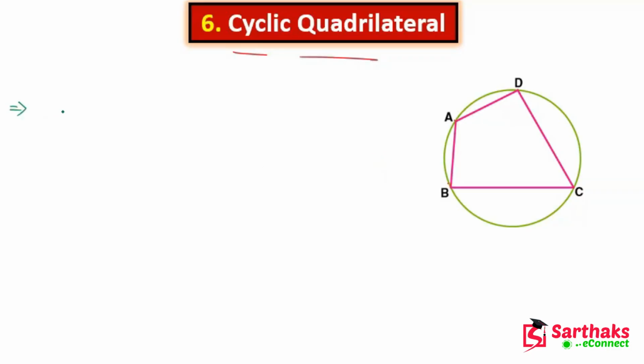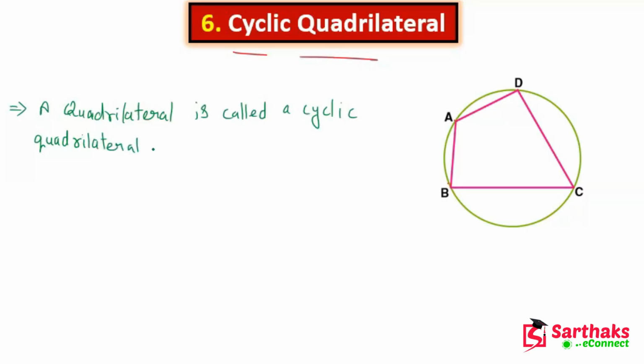So we can write: a quadrilateral is called a cyclic quadrilateral if all the four vertices lie on the circle. My dear friends, I hope you understand these things.